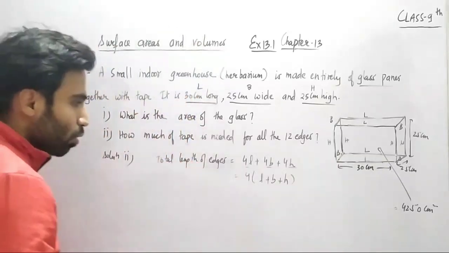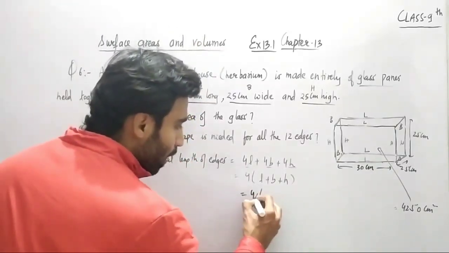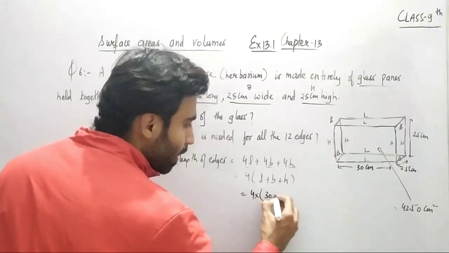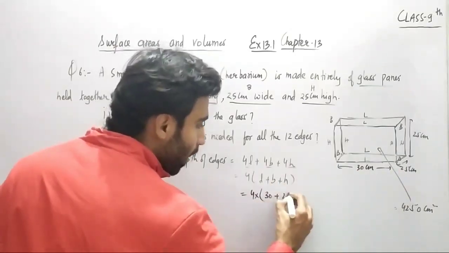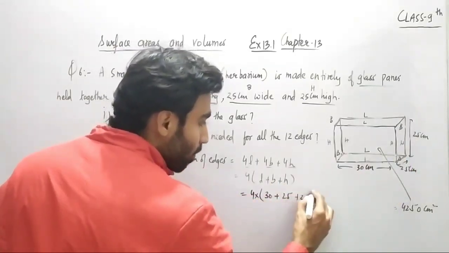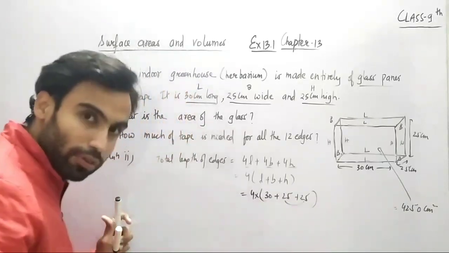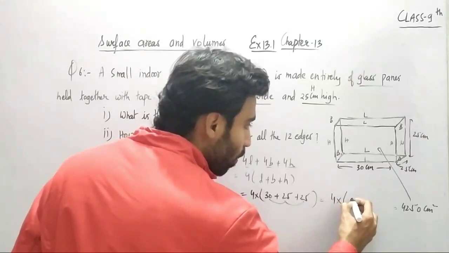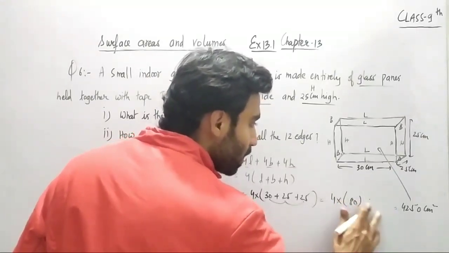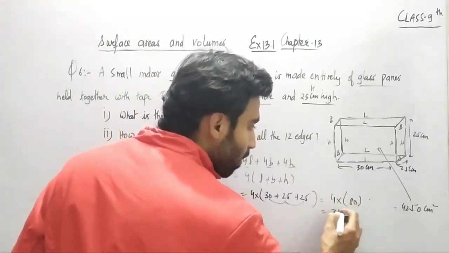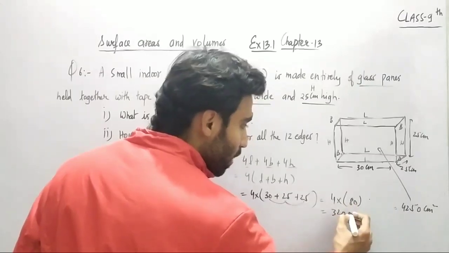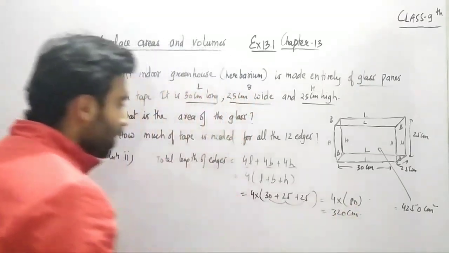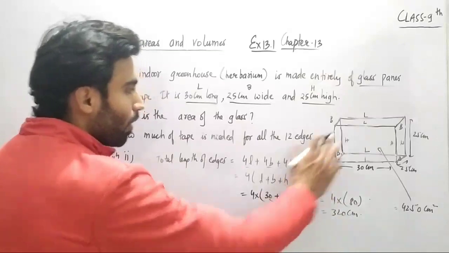So let me just do that. So यहाँ पे अब क्या आएगा आपके पास? 4 into length कितनी है आपके पास? That is 30. Breadth कितनी है आपके पास? That is 25. Again height is 25, right? So 25 plus 25, that is 50. 50 plus 30, that will be 80, right? Now 4 into 80, that will be, you can see, 320, right? 4 8 is 32 and 0 as it is. So 320 centimeter, that will be the total length of the edges.